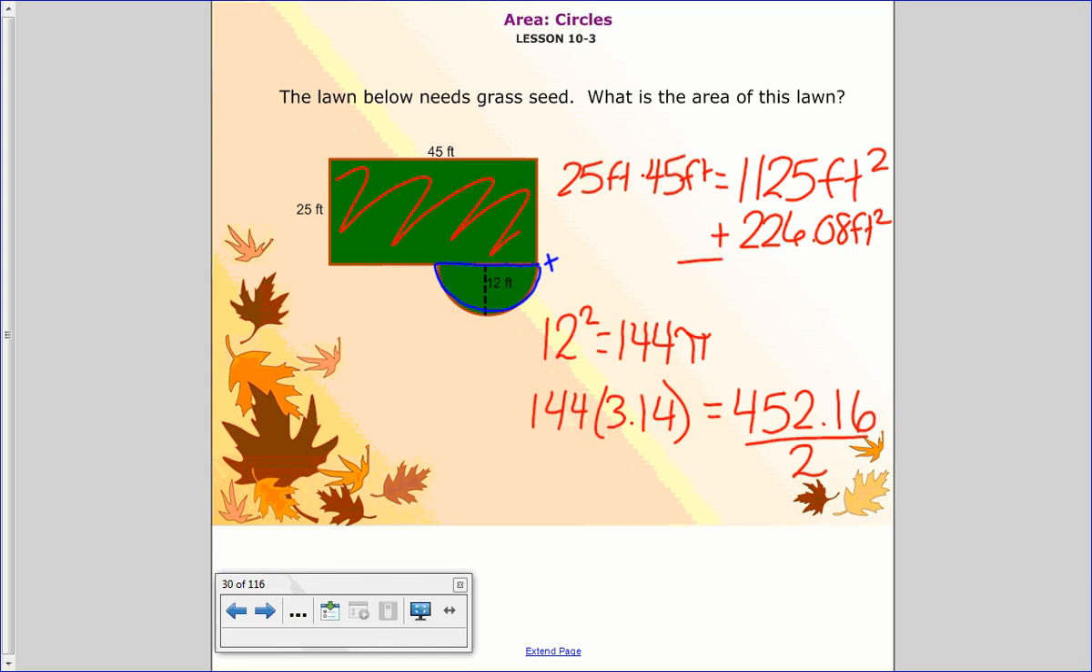Now, like I was saying before, you're going to have to add these this time because that piece is added on and not being taken out. So when you add them, you get 1,351.08 feet squared. All right, that would be your answer.